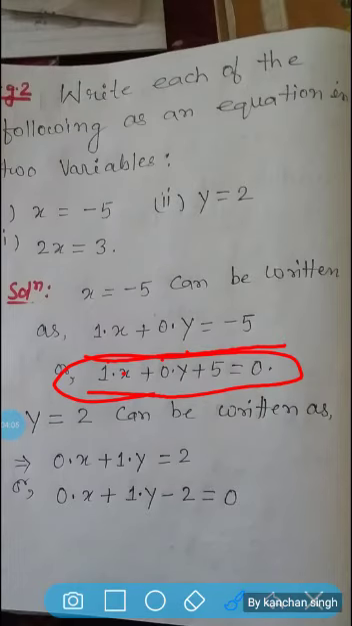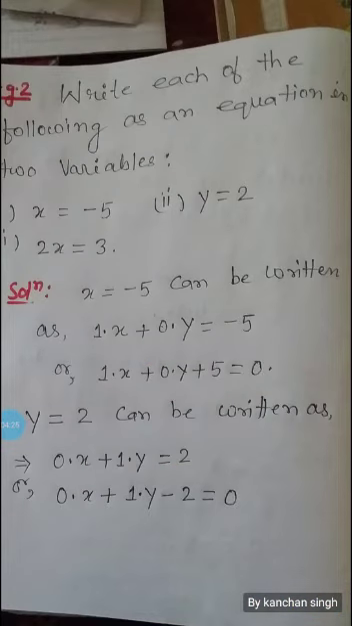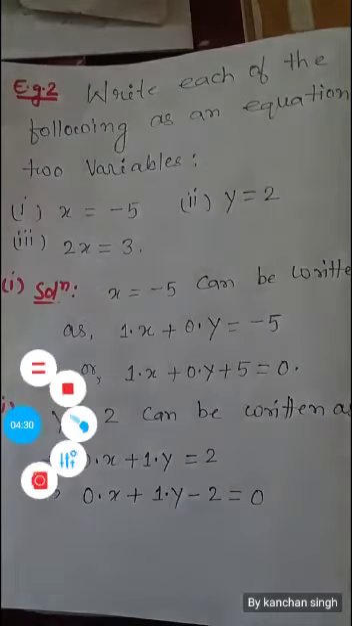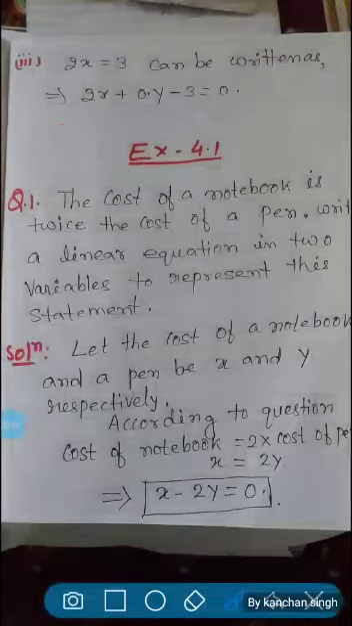Second one, y is equal to 2 can be written as how? Here x is not given, so let us write 0 into x plus 1 into y is equal to 2. So 0 into x plus 1 into y minus 2 is equal to 0. Don't you think it's very easy? Now you try to solve some other examples of this type also. Now look here. 2x is equal to 3 can be written as 2x plus 0 into y minus 3 is equal to 0.